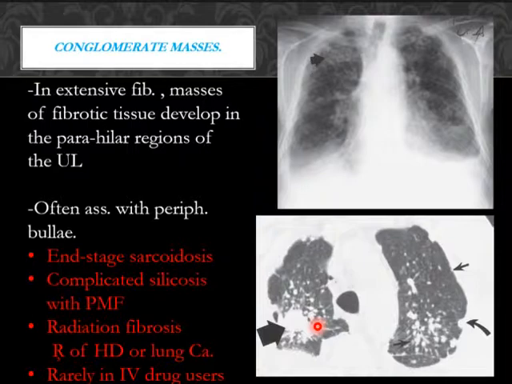Conglomerate mass, as we said, in extensive fibrosis, fibrotic tissue will conglomerate and form parahilar masses in the upper lobe region, and it is often associated with peripheral bulla, seen in end-stage sarcoidosis and complicated silicosis with progressive massive fibrosis. And we see in this case there are nodules with conglomerate masses in the upper lobes in the case of silicosis.